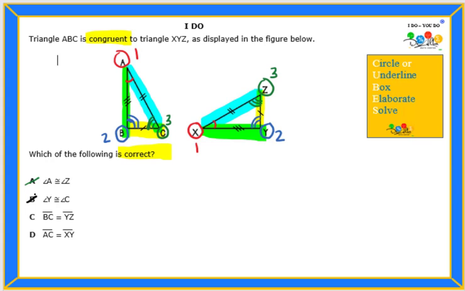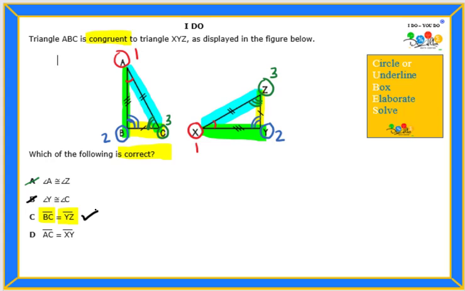So let's look at letter C. That one's talking about sides. From B to C, remember that was our yellow line segment, and Y to Z. Y to Z is also our yellow line segment. And since they are congruent figures, then since they are corresponding, they would be equal. So that sounds correct. Let's double check our last answer just to make sure.